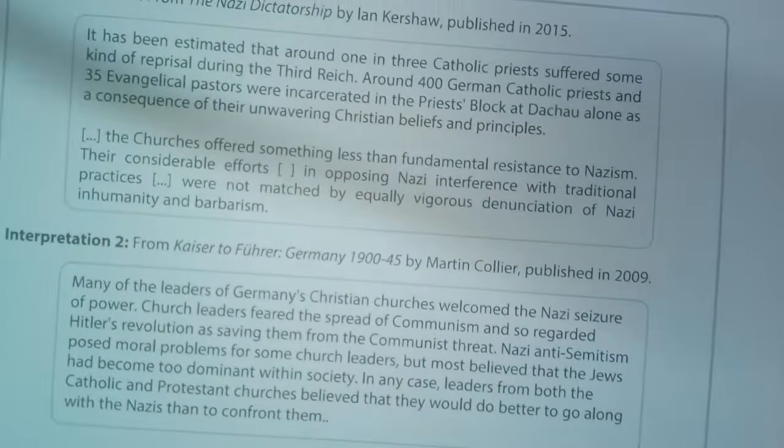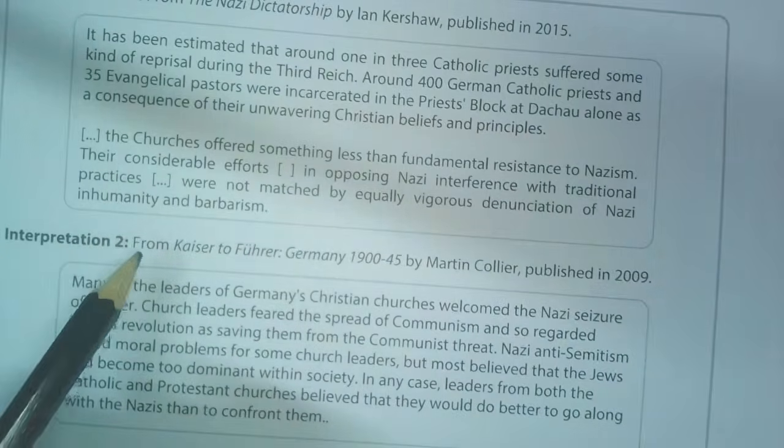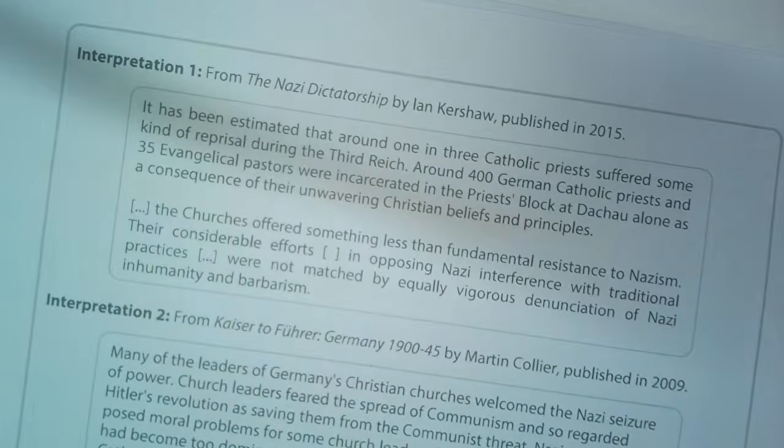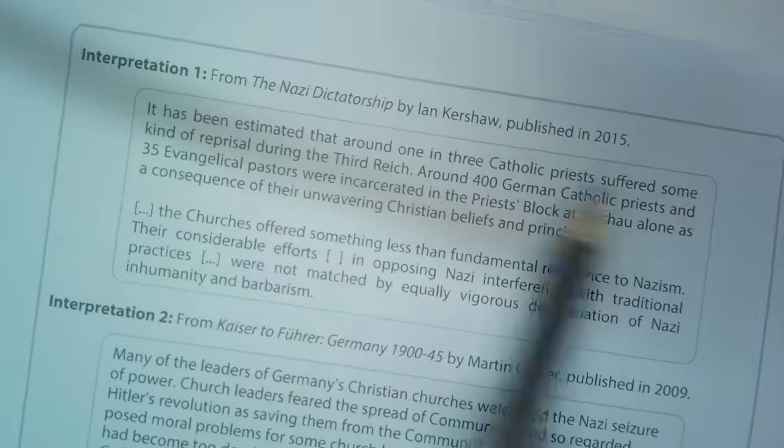Okay, so remember that interpretations are written by historians. These are usually written sometime in the last 20 to 30 years. They are the interpretations of historians about history. So they're not contemporary sources, they're not written at the time. These are historians looking back at history and going, okay, what do I think happened in the past? So let's start by looking at this one.